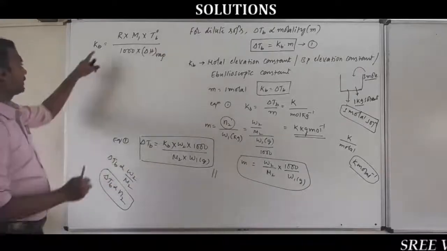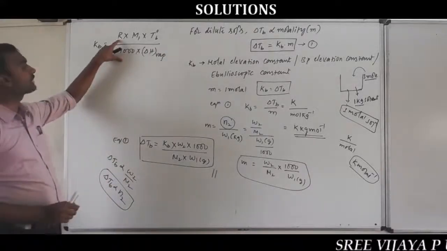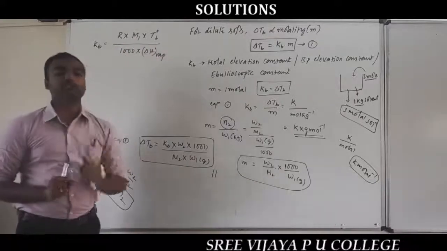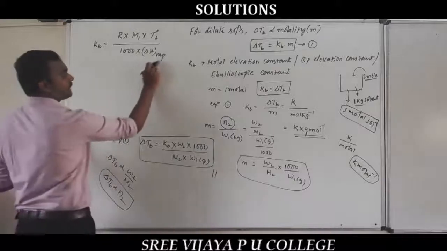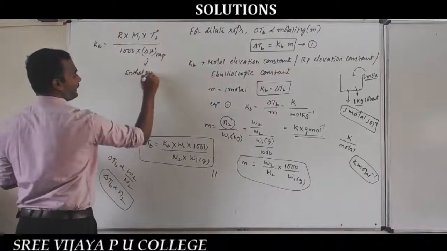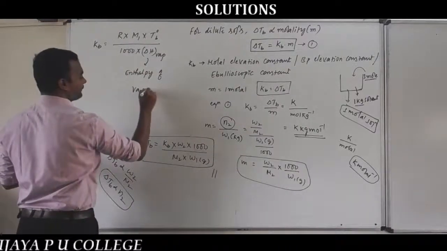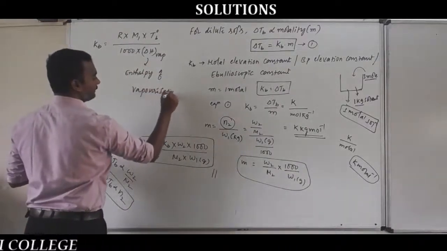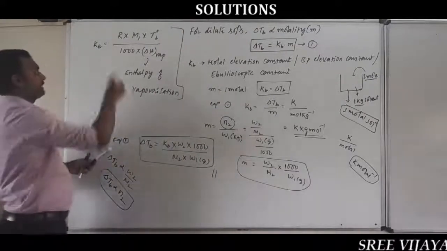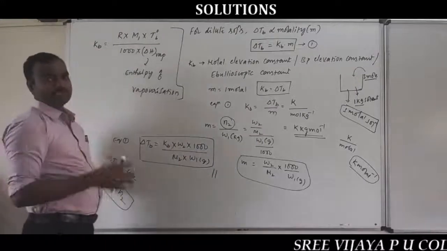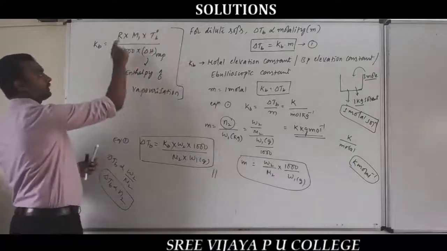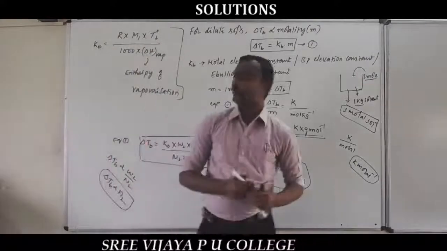Sorry for that. So here Kb is equal to R, that is the gas constant. M1 is the molar mass of the solvent. T0B is the boiling point of pure solvent, and delta H vaporization is called the enthalpy of vaporization. So this is one of the direct equations. Let's go to the NCERT textbook. That is to calculate the Kb for a given solvent. For one solvent the Kb value is constant, and this is the equation to find it. R is the gas constant value.